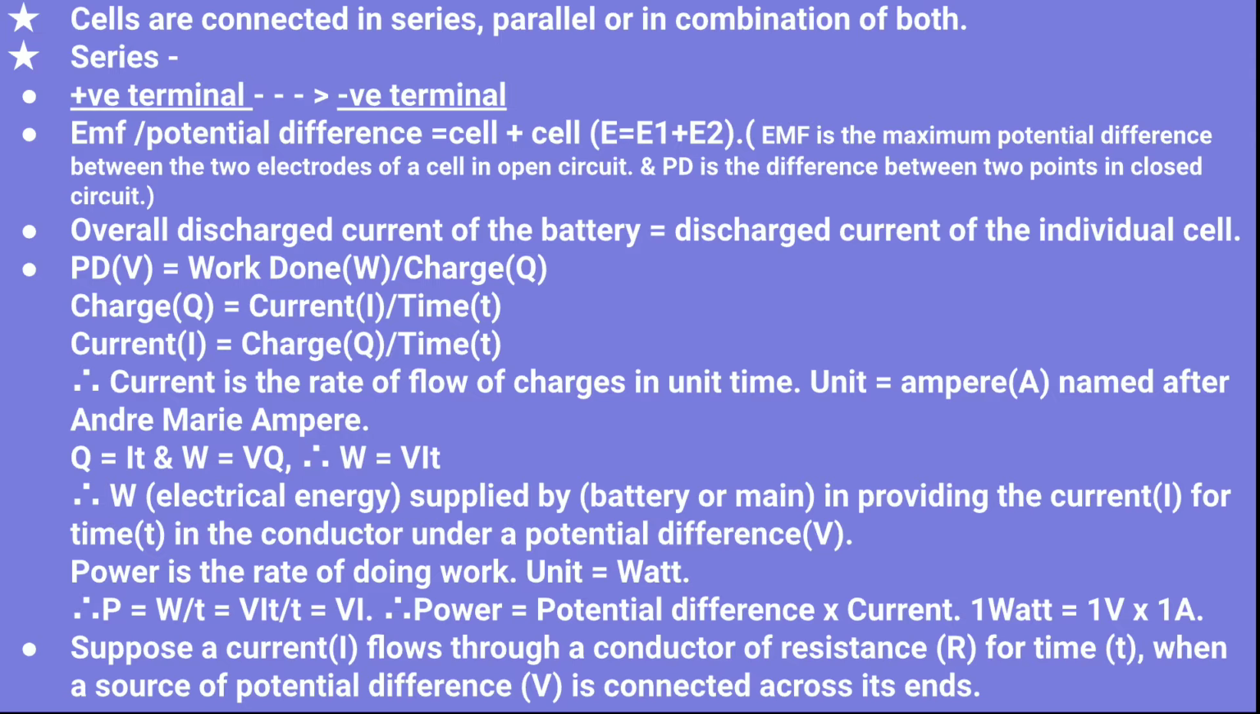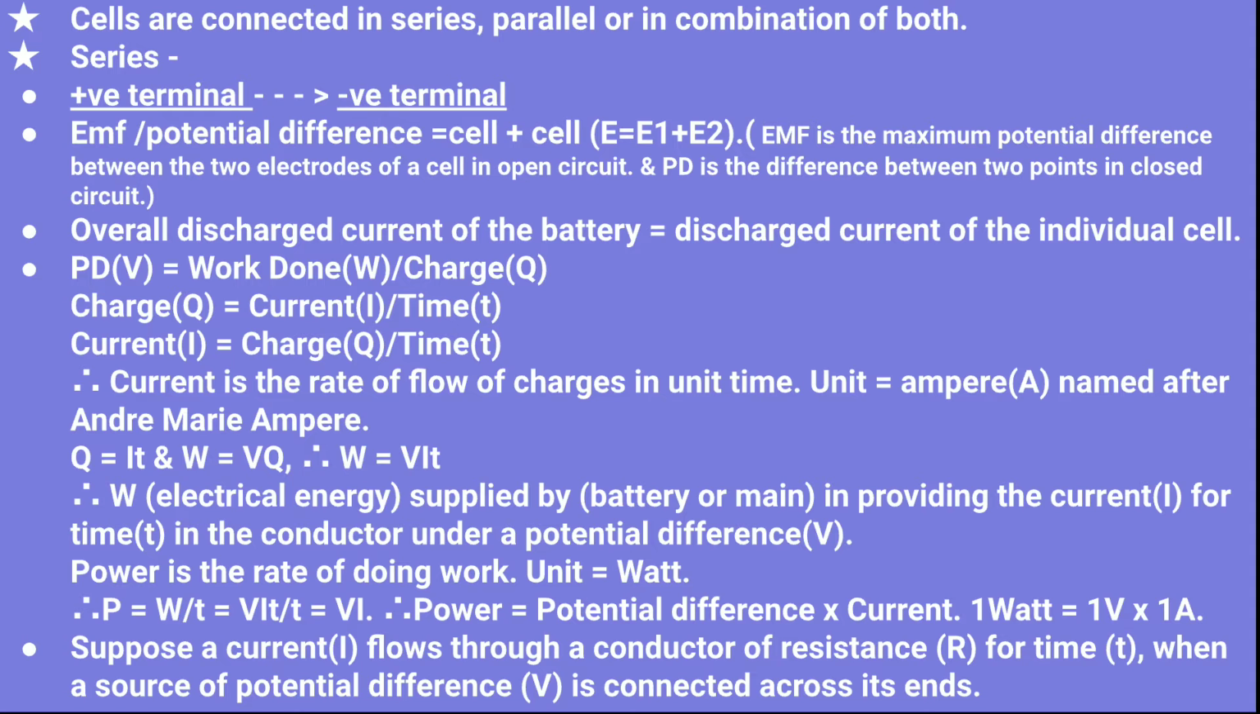What is the energy by time? W is equal to VIt. So VIt by t, or you can say VI. So power is equal to potential difference into current, and 1 watt is equal to 1 volt, that is potential difference, 1 volt into 1 ampere.